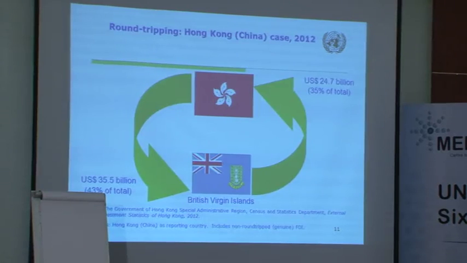Now this is the round-tripping case. This is the case between Hong Kong and the BVI. As I mentioned, from Hong Kong to BVI, $35 billion, coming back about $25 billion. It's a bit of a difference. And this is a case of transshipped investment. A typical case is Luxembourg. If we include investment in SPEs, special purpose vehicles, normally it's an investment which goes through the SPEs and leaves the country, $435 billion, but the real investment is only $24 billion.